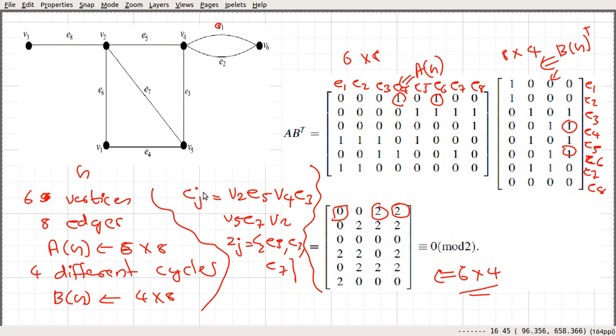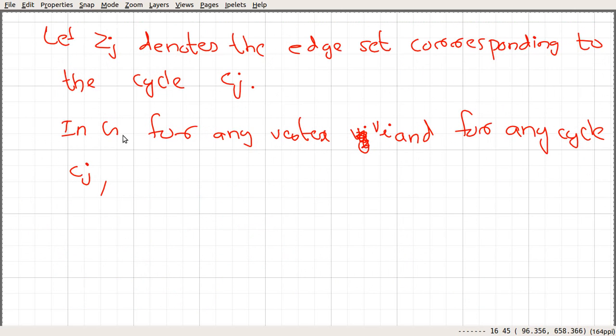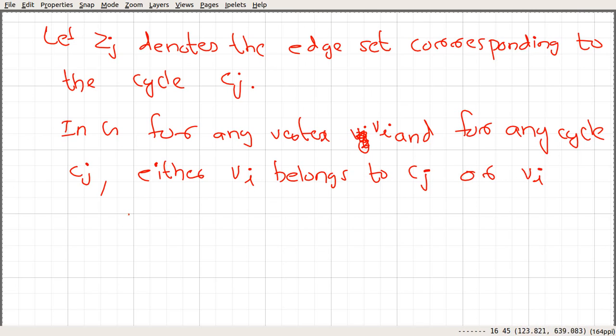Okay, so in our graph G, for any vertex Vi and for any cycle Cj, either this Vi belongs to that cycle Cj, or it does not belong to Cj. So that is true for any vertex and any cycle. Okay, so that must hold anyway. That is very easy to see.